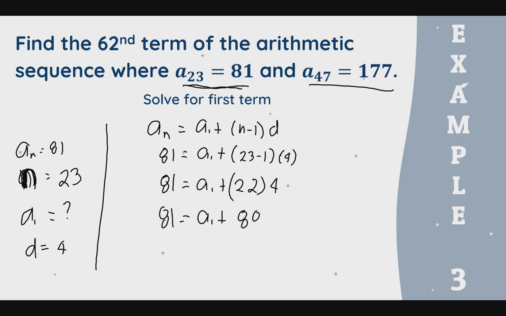Now that we have 88, we have to isolate a sub 1. And to isolate a sub 1, we have to eliminate 88. We will eliminate 88 by adding its additive inverse, which is negative 88, to both sides of our equation. So our equation will look like this: a sub 1 plus 88 equals 81 on the left side. Then we will add negative 88.